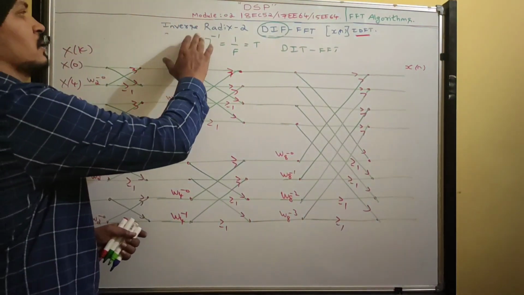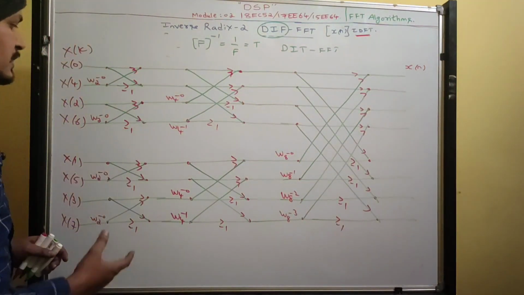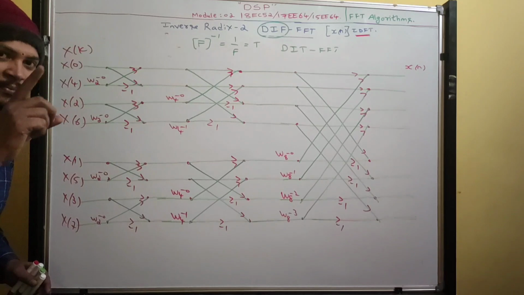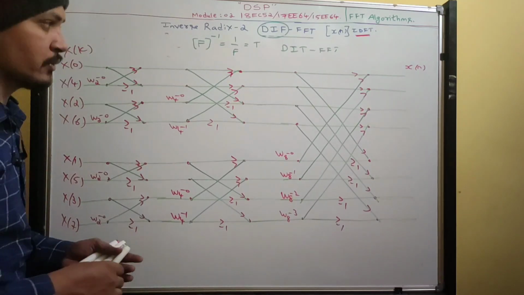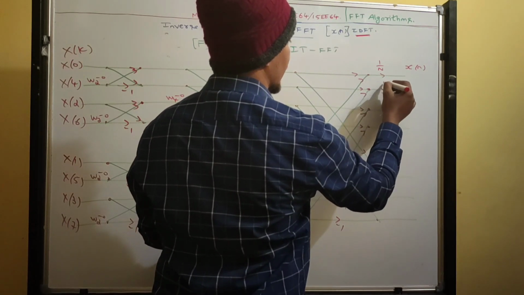So what is inverse radix 2 going to compute? IDFT. Everything is written. What is left? The factor 1 by N. Don't forget to write that factor. 1 by N for each and every line.